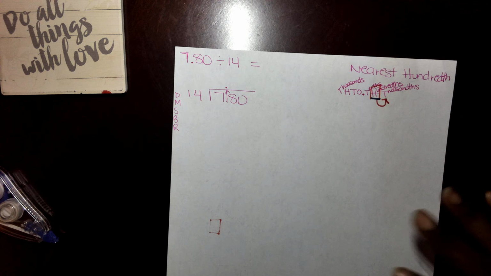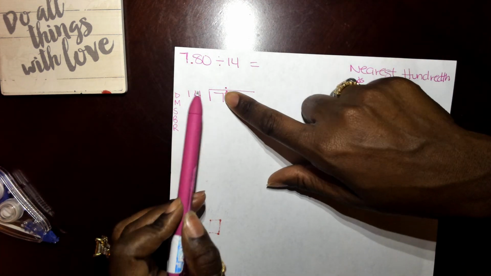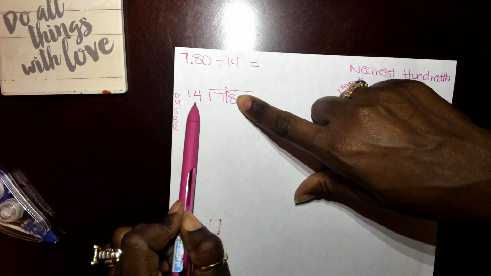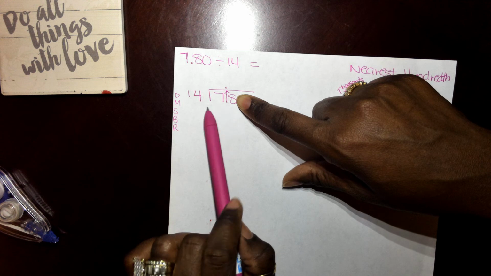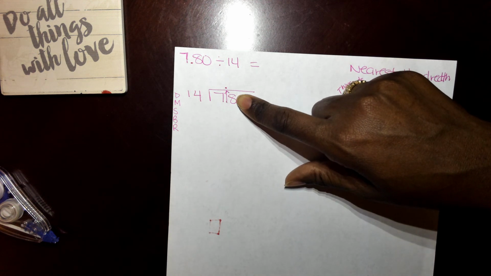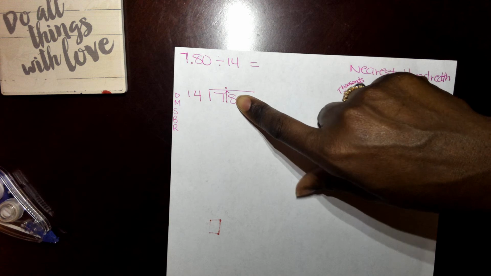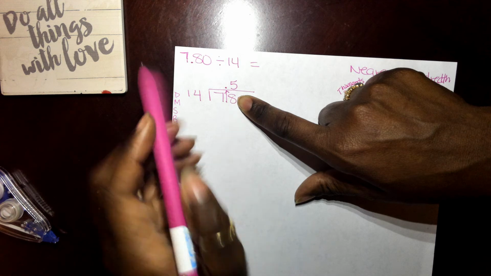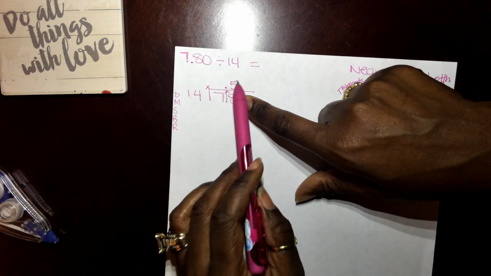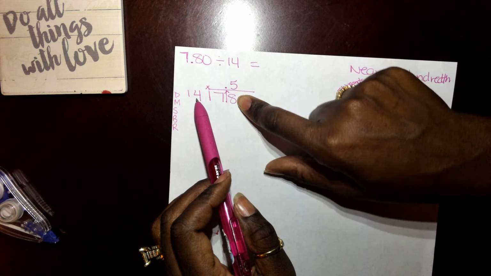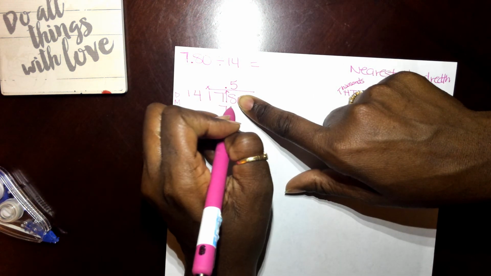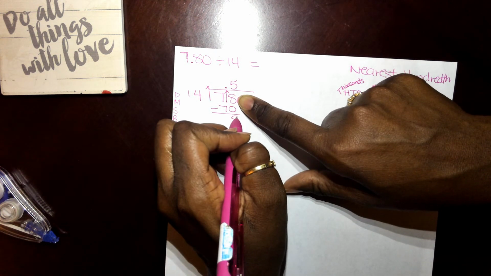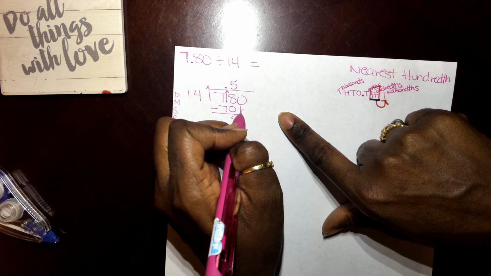All right, so we currently have 14, and we're trying to figure out how many groups of 14 are in 7. We can't do it. So we go to the next number. How many groups of 14 are inside of 78? And for that one, I believe it's maybe 5. Okay, so we'll put our 5 there, and we're going to put our X here to let us know we're multiplying. 5 times 14 gives me, I think, 70. We're going to subtract those 2 numbers from each other. We're left with 8. And then we have to bring down the next number.